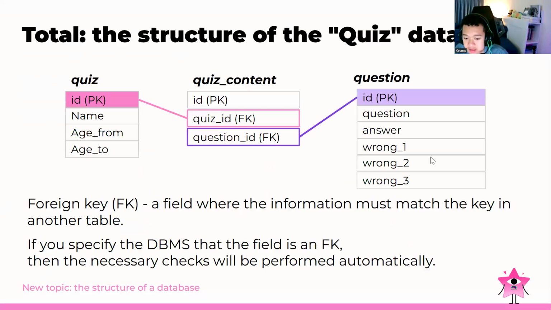Okay, so now for the total structure of the quiz database. For the quiz, we have the ID as the primary key. For the quiz content, we also have the question ID, which we can call a foreign key. And for the question, we have the ID again as the primary key. The foreign key is a field where the information must match the key in another table. If we specify to the DBMS that the field is a foreign key, then the necessary checks will be performed automatically.